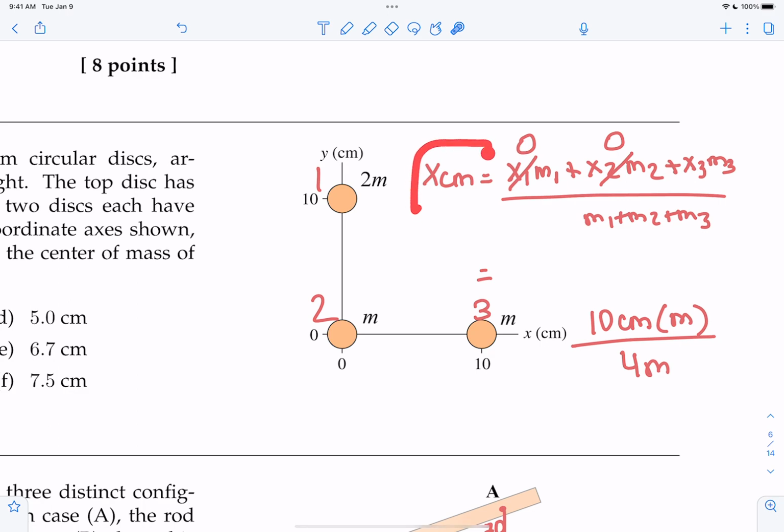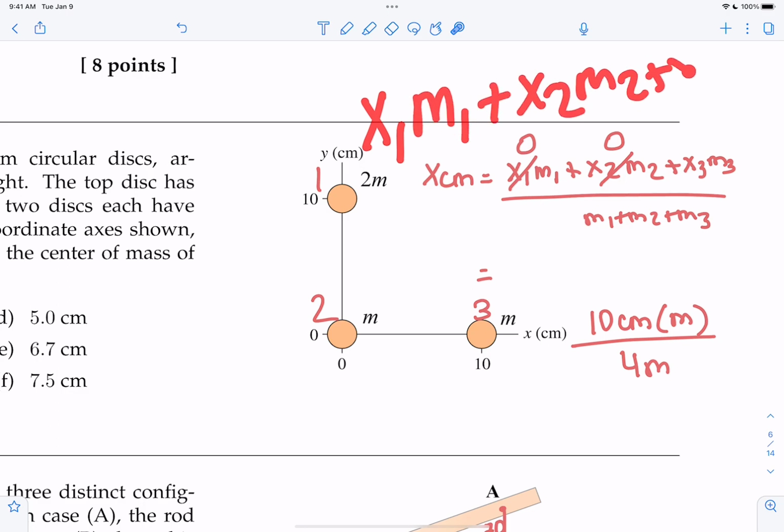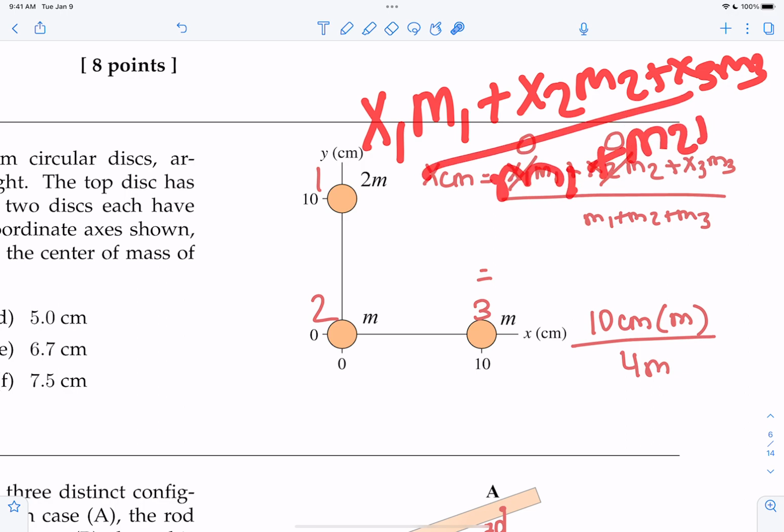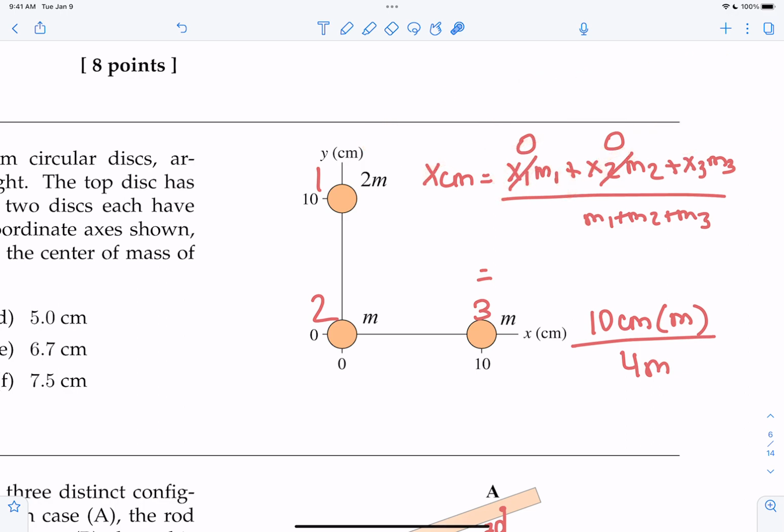Now, the x-coordinate of the center of mass, we want to take x1 times m1 plus x2 times m2 plus x3 times m3, and then divide by the masses of all of these combined, m1 plus m2 plus m3. So we can define this one as m1, for example, m2, and m3.